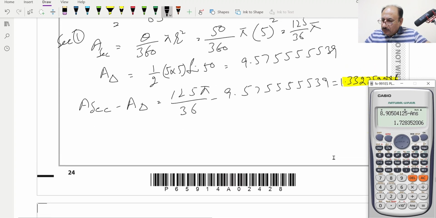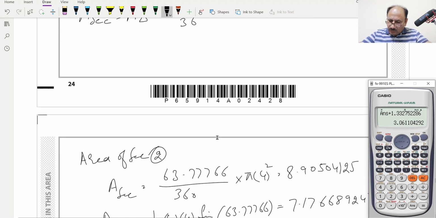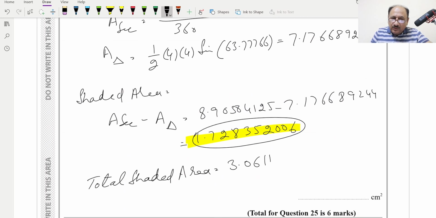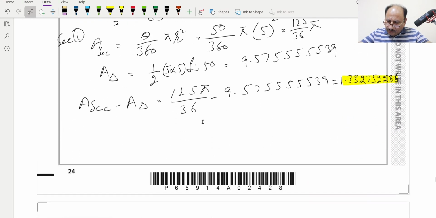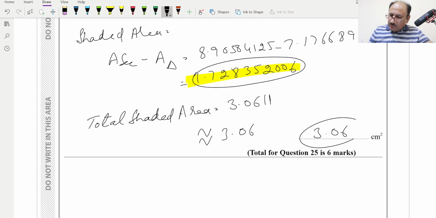So this number is 1.332275, plus 1.7522886, and this is equal to 3.0611. We have to provide the answer in three significant figures. So this will be 3.06. This will be the final answer.